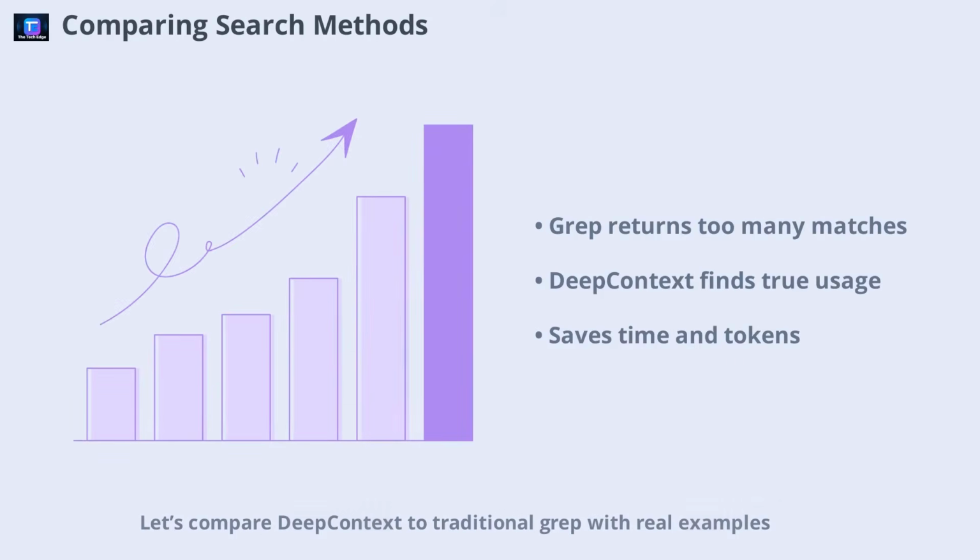Let's compare DeepContext to traditional grep with real examples. Searching for logging with grep might return thousands of matches, including every file that imports the logging library. DeepContext, on the other hand, returns only the functions that actually log authentication events. This precision saves tokens and makes your AI assistant far more useful for real-world development tasks.